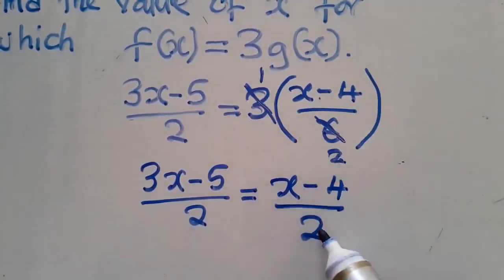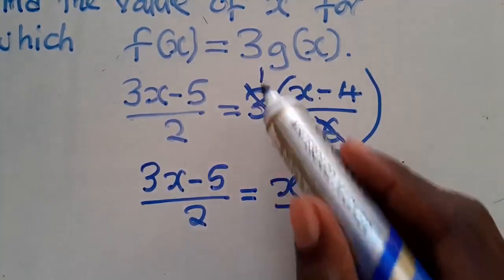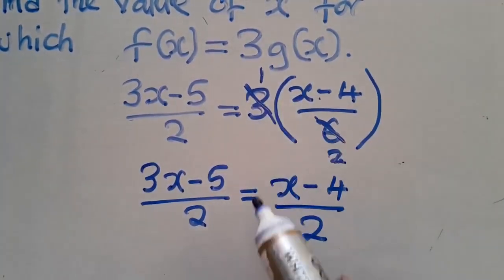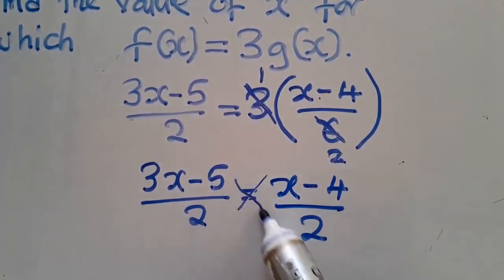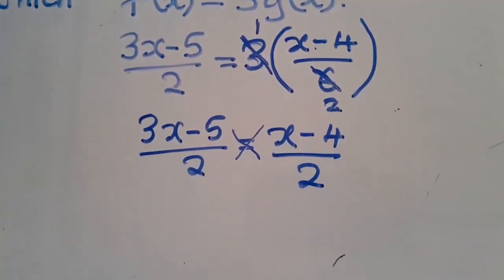So here I've remained with a 2. Then a 3 there has been cancelled. With this now, I cross multiply. Have you seen? Some of you were using another method, but we were arriving at the same answer. But this is what you are supposed to do.